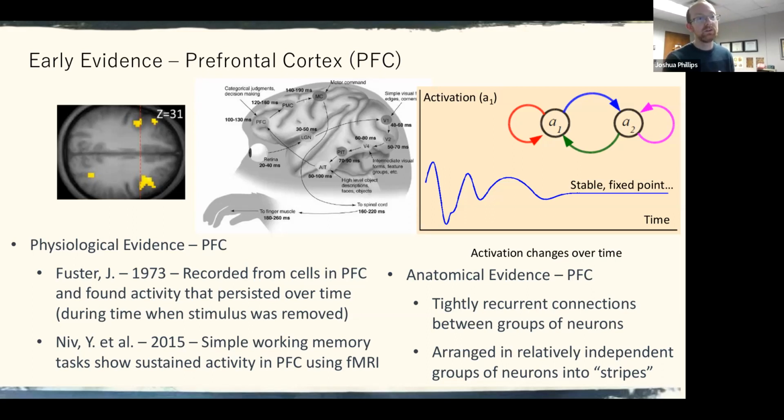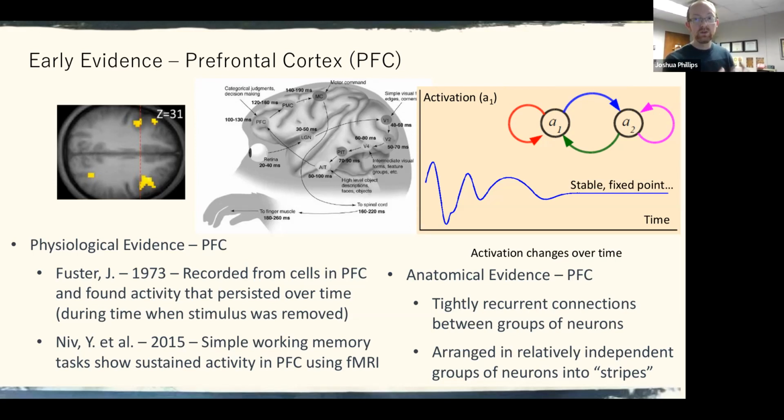If you look at that region, you find that there are these tightly recurrent connections amongst these individual groups called stripes. But even though the neurons within a stripe are tightly connected, they're not connected so much across stripes. So you seem to have these patches of tissue, which we call stripes, that are tightly connected within themselves, but then they're not connected to their neighbors.